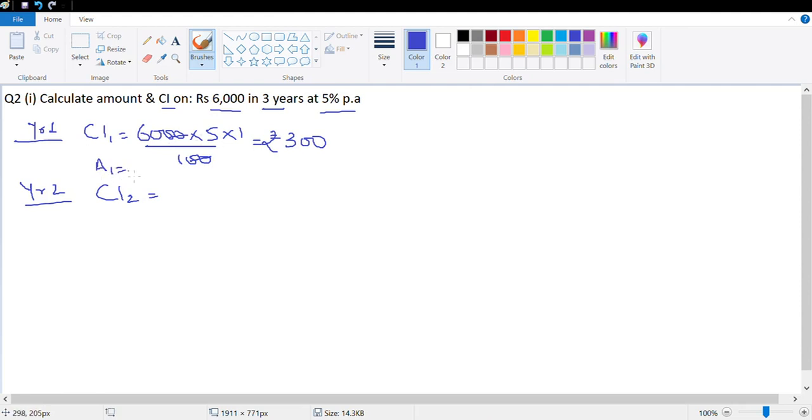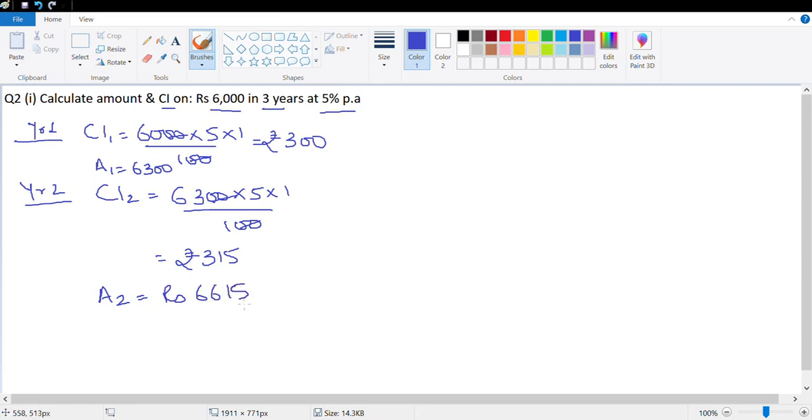For year 2, the amount 1 will be equal to 6,000 plus 300, which is 6,300. So compound interest for year 2 would be principal into rate into time upon 100, and 63 into 5, that's 315. Therefore the amount at the end of 2 years would be 6,300 plus 315, that's 6615. For year 3, principal would be equal to amount 2, which is 6615. So compound interest for year 3 would be 6615 into 5 into 1 upon 100.